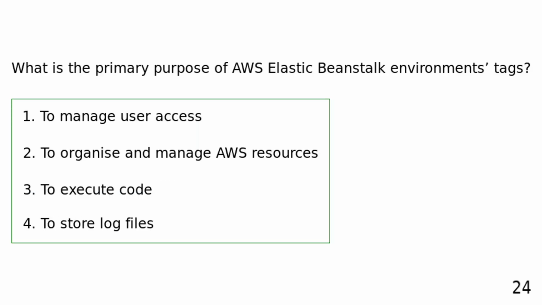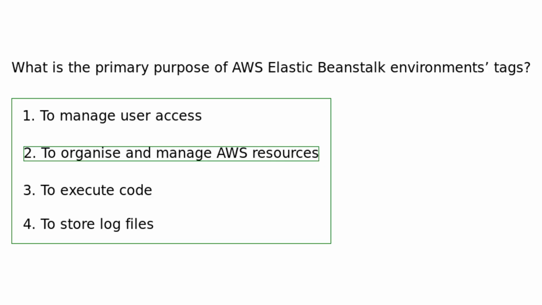What is the primary purpose of AWS Elastic Beanstalk environment tags? To manage user access. To organize and manage AWS resources. To execute code. To store log files. Tags help organize and manage AWS resources by allowing you to categorize them for better visibility.